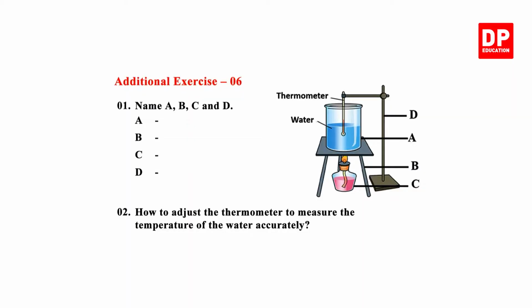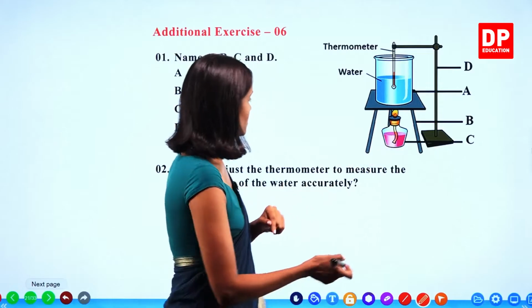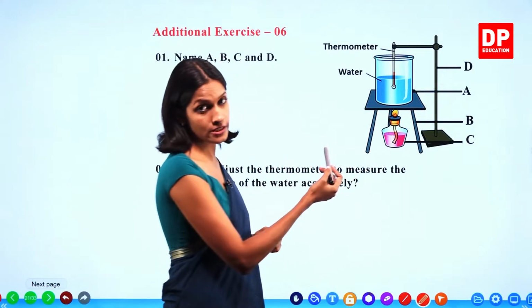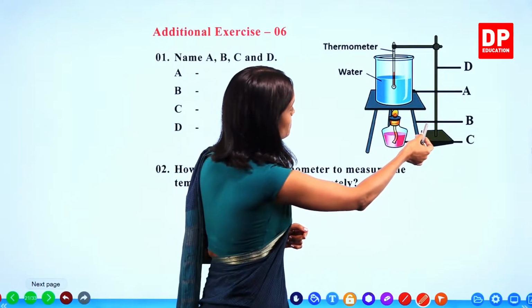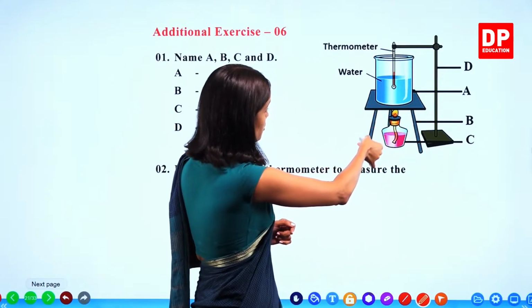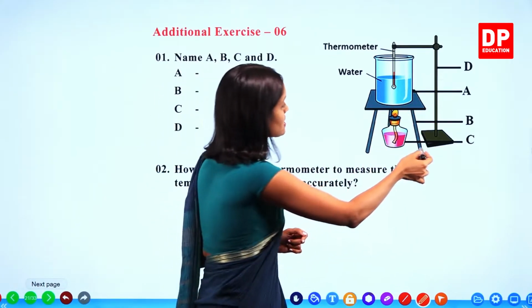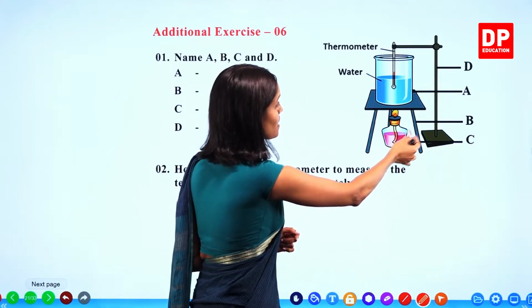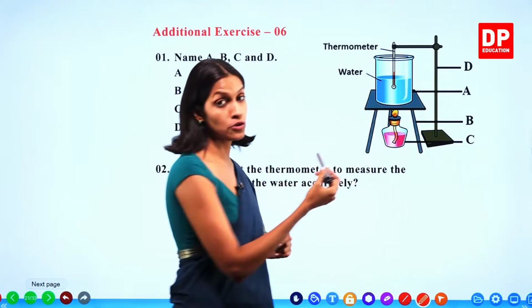Okay, exercise number 6. Right. Look at this setup. Do you remember we did this activity? Right, what you have to do is name A, B, C and D. What is A? Look at this one. A is the beaker. Right? What is B? B is the tripod. Okay? C? C is the spirit lamp and D is the laboratory stand.